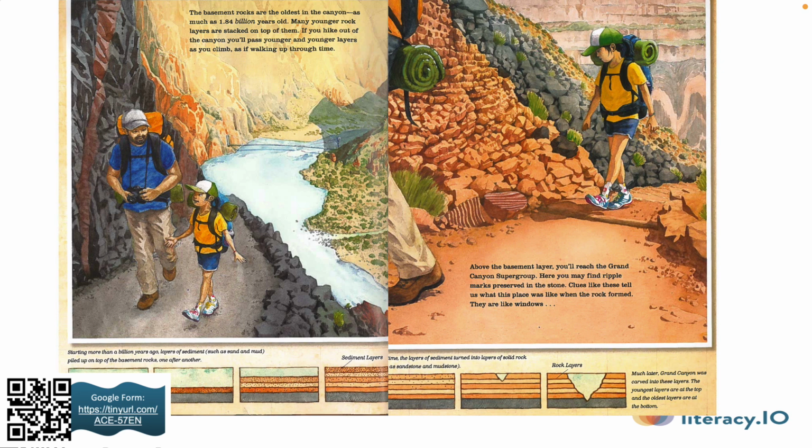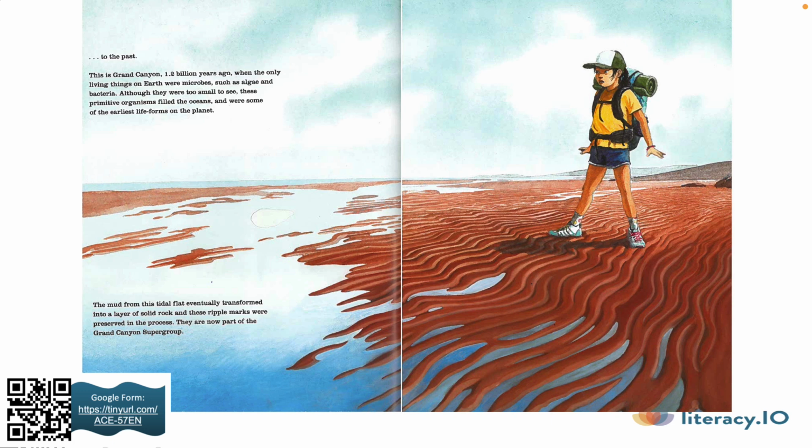Above the basement layer, you'll reach the Grand Canyon supergroup. Here you may find ripple marks preserved in the stone. Clues like these tell us what this place was like when the rock formed. They are like windows to the past.